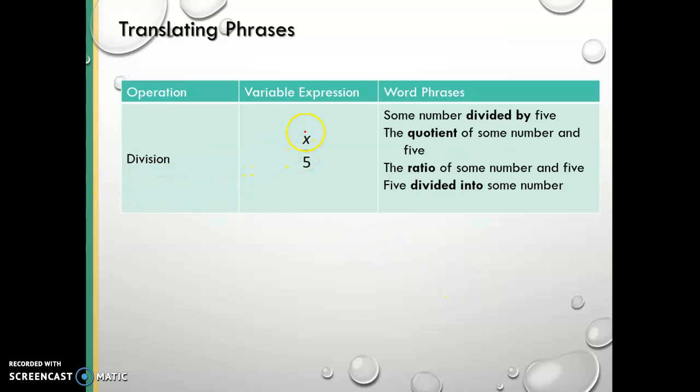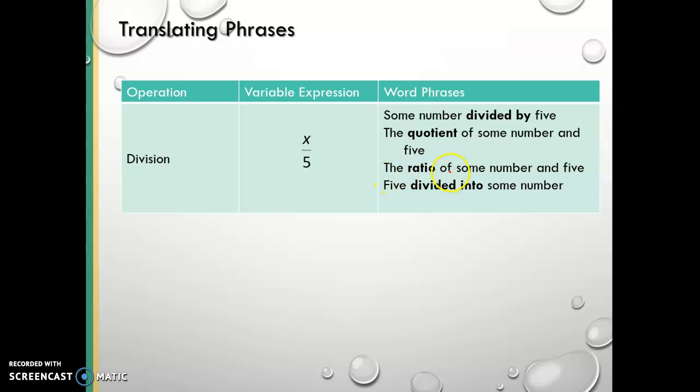And then division. We have this variable representation, which can be stated as some number x divided by 5. When you say divided by, the number after it should be written in the denominator. So the quotient of some number and 5. Order matters here because the first word being said, the number, some number, should be written in the numerator, and the second, 5, should be in the denominator.